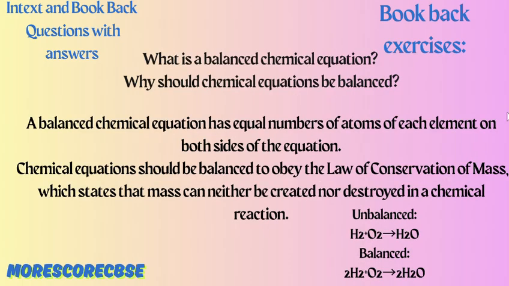Next, what is a balanced chemical equation and why should a chemical equation be balanced? A balanced equation is nothing but an equal number of atoms of each element on both sides of the reaction, that is, both on the reactant side as well as the product side. The number of atoms should be the same. So why should chemical equations be balanced? Because they should obey the law of conservation of mass. What is the law of conservation of mass? Mass can neither be created nor be destroyed in a chemical reaction.